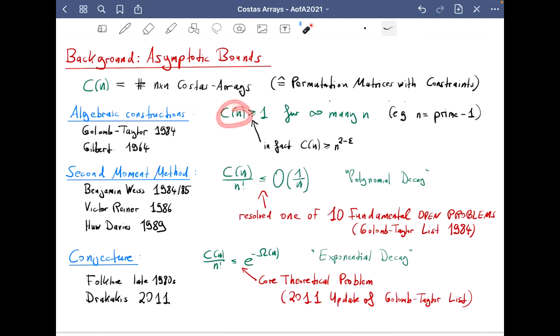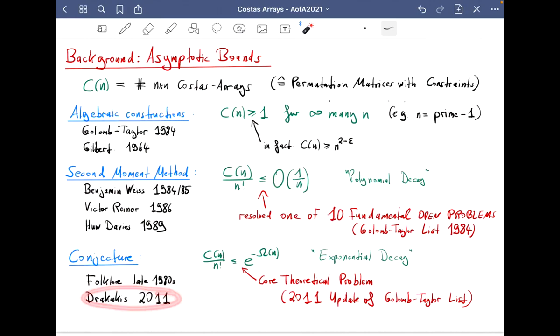But the upshot was that when people studied these numbers C of n for small n, they observed that this upper bound, that it decays like order 1 over n, this polynomial decay, is certainly not the truth. They observed that the decay is much steeper. And so that's why this folklore conjecture emerged in the late 80s, that this actually gives some exponential decay rather than some polynomial decay on the density. And so when Drakakis updated this survey by Golomb and Taylor around 2011, he really said that this is one of the core theoretical problems in the domain of these Costas arrays, that we really want to show that the density of Costas arrays among all permutation matrices decays exponentially.